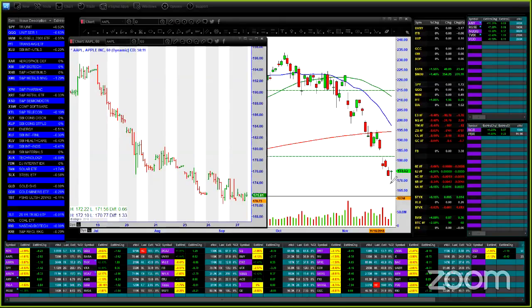All right. So you got the bottoming tail bar here. You got the volume pop. It's extended to the downside. I didn't look over here. What's over to the left? Is it at support? That would be a plus.